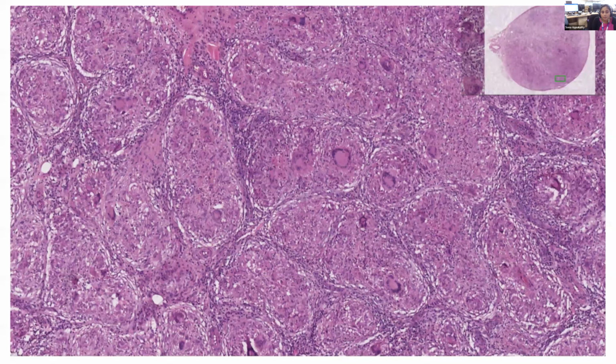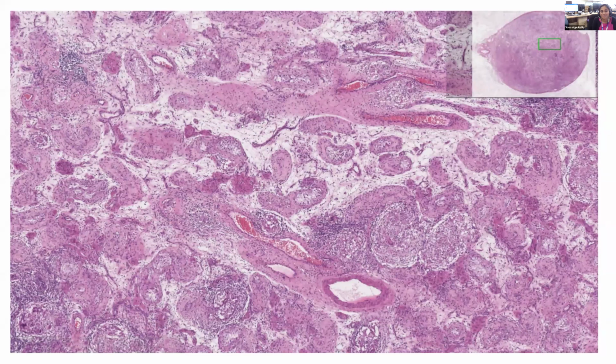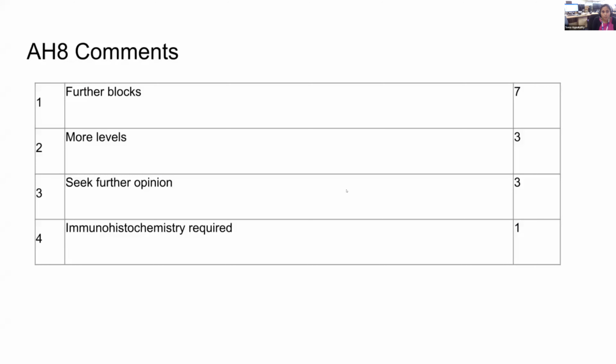So we have multiple granulomas with epithelioid histiocytes, multinucleate giant cells, and a thin rim of lymphocytes, not necrotizing. They were extending into the rete testis and beyond. The background was largely atrophic. There was no spermatogenesis seen, only some Sertoli cells probably there. Not much comment, some further blocks and levels.